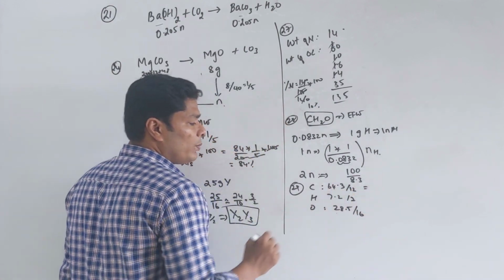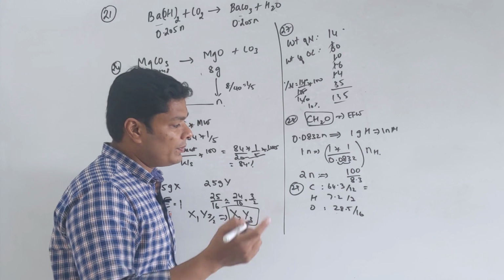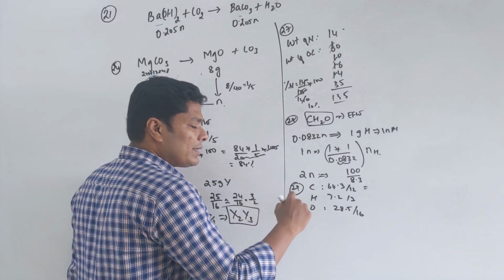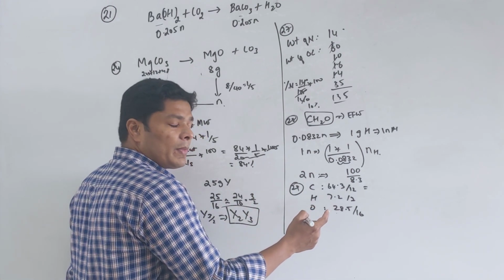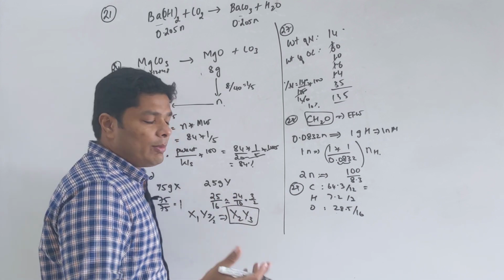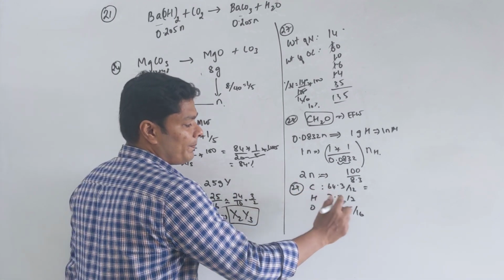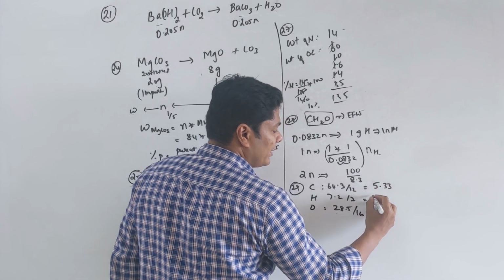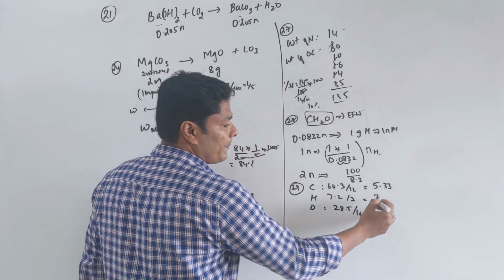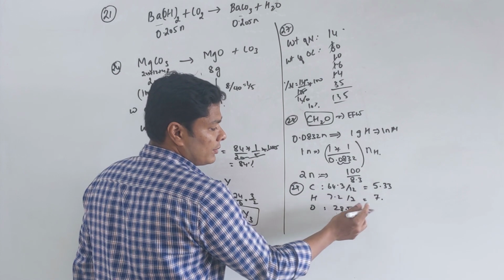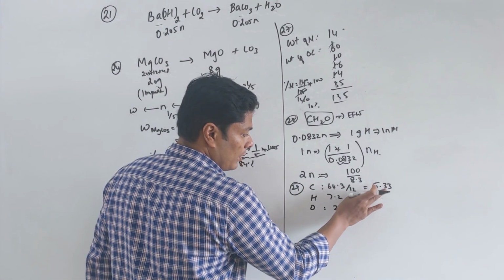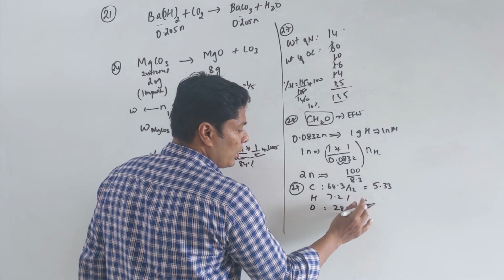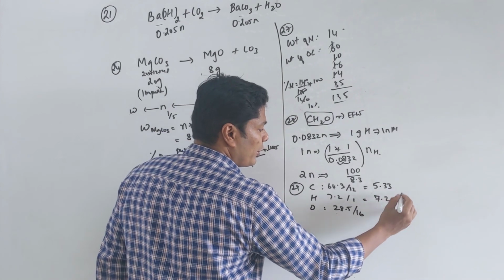So, now 64 by 12. How do you do this? Now, 64 by 12 is not that hard for you guys actually. You need to do 12 table. 12 table terinja enna irukum? 5 is 60. So, roughly 5.33 varum. Idu 7 point, sorry, divided by 1. So, this is 7.2.